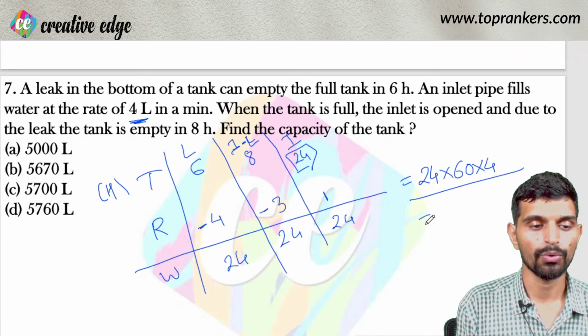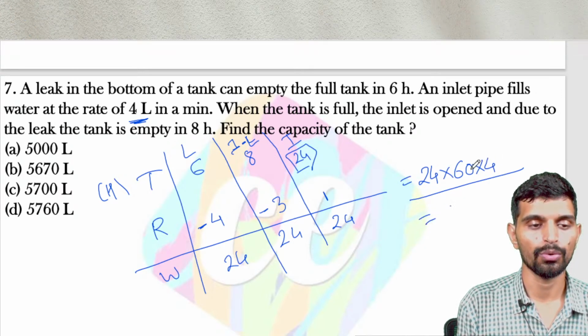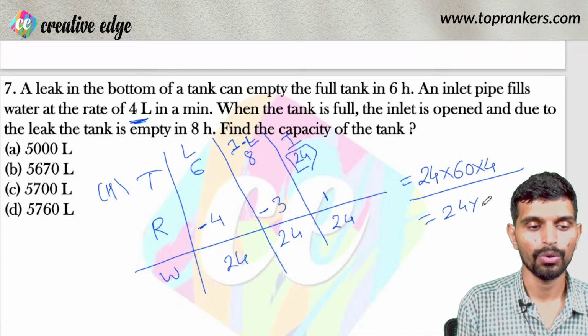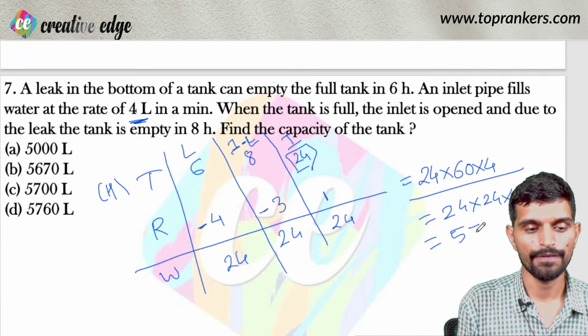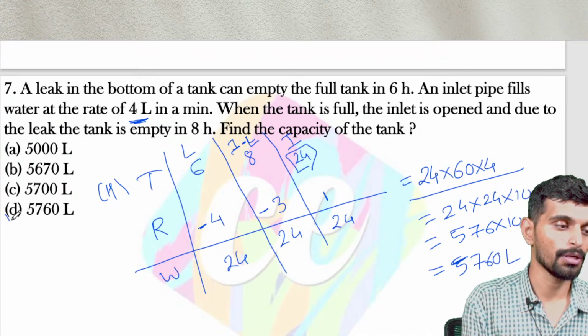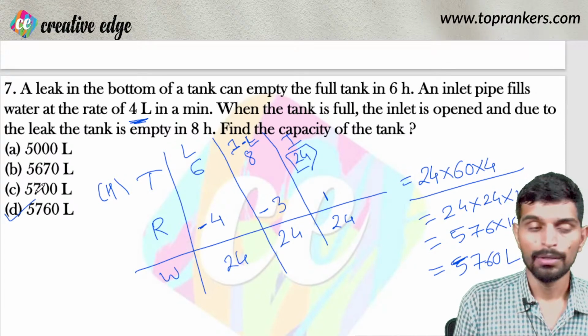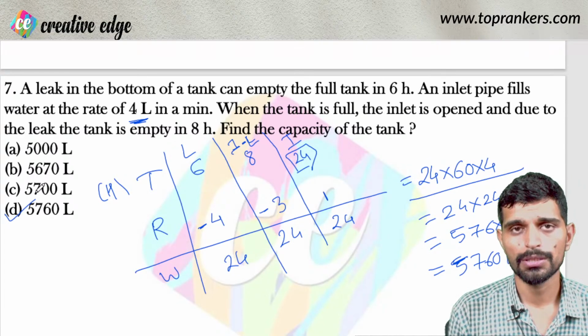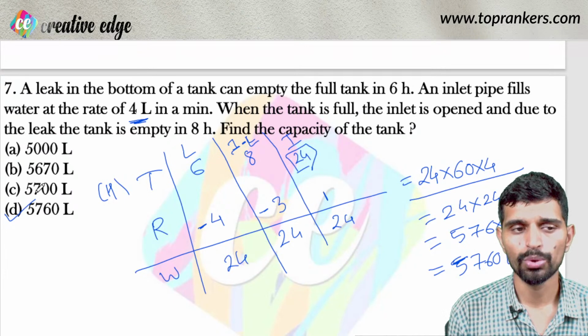That will be 24 into 60 into 4, that is 24 into 240, which is 5760. So my answer will be 5760 liters. That is option D. I hope this one is clear to all the students who are watching this video.